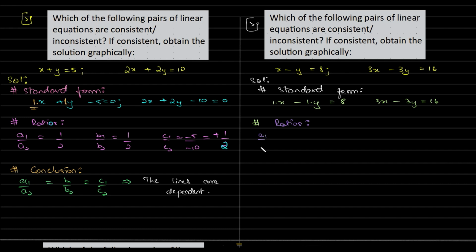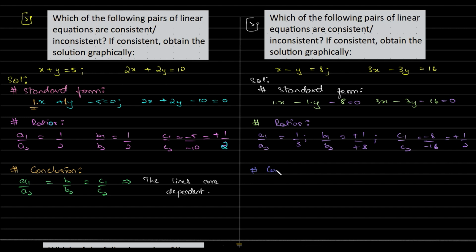So we have a1 by a2 equal to 1 by 3. Oh sorry, this is not standard form, this is equal to 0. So b1 by b2 is minus 1 by minus 3. c1 by c2 is minus 8 by minus 16, which is minus of minus is plus, 1 by 2. And negative of negative is positive.